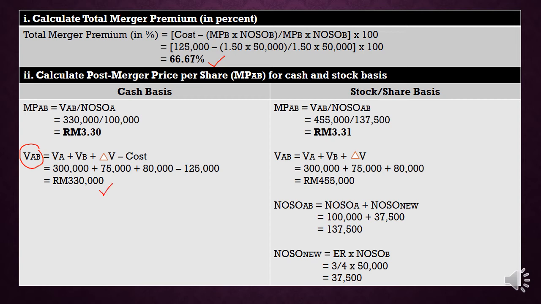Based on this information, you can now answer the question by calculating MPAB on cash. So MPAB cash equals VAB 330,000 divided by NOSO A 100,000. So you will get the end answer for MPAB cash basis is 3 ringgit and 30 cents. That is on the cash basis.